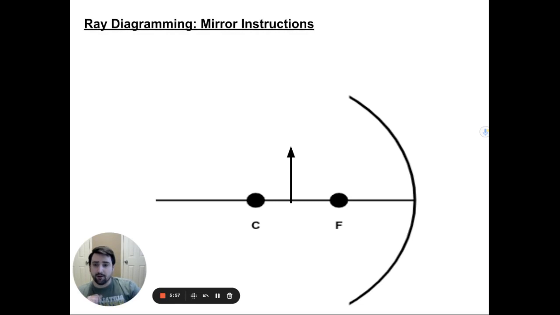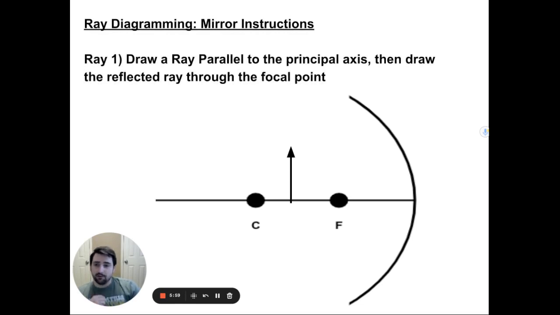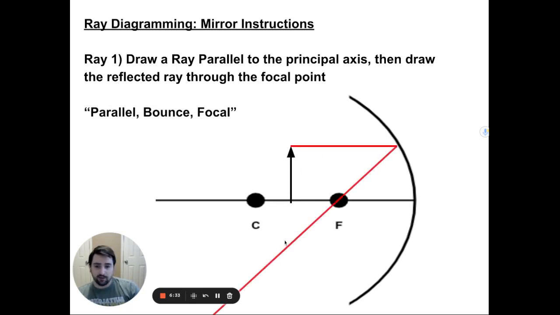And when we're doing ray diagramming, we're going to follow basically two simple rules. The first ray is going to be drawn at a parallel line until it hits the curve of the mirror. Then it's going to bounce, and if I were to zoom in on that mirror, I can show that the angle of incidence compared to the normal and then the angle of reflection will always bounce through the focal length. So it's going to come in parallel, bounce, focal. So it looks like this. It goes in parallel, and then it bounces and goes through the focal point.